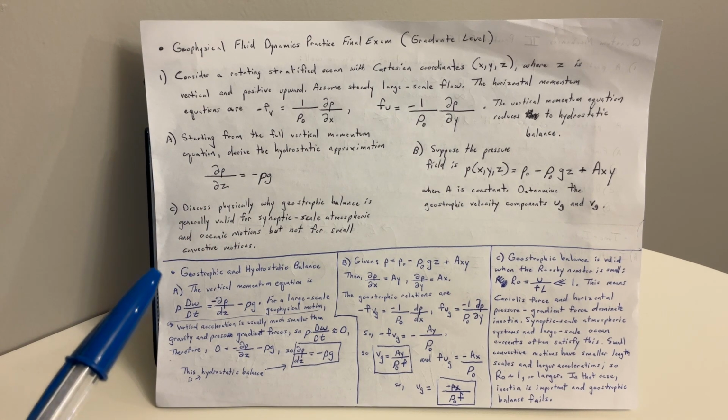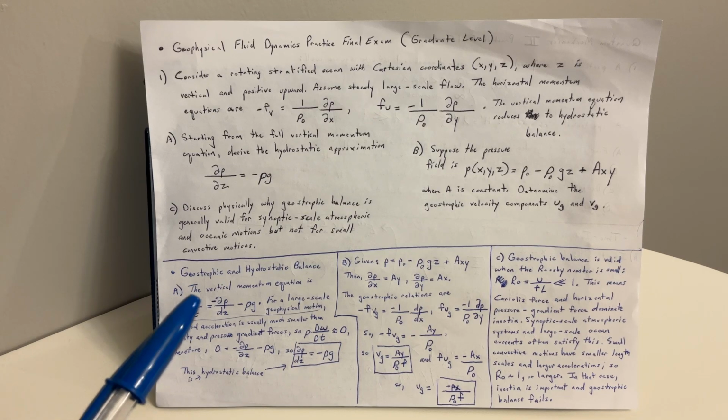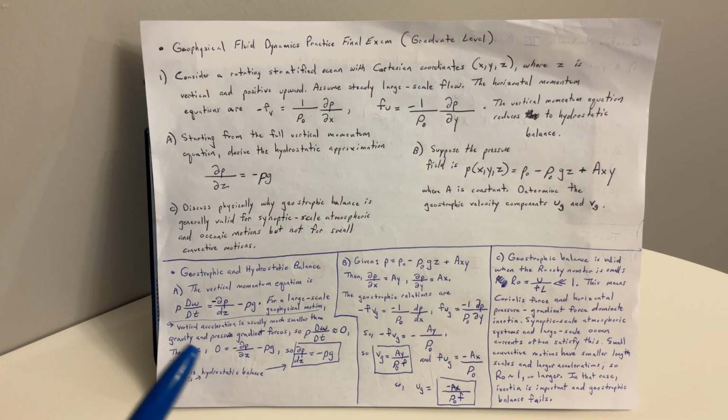So here we go for this geostrophic and hydrostatic balance. Vertical momentum equation is determined by this. Okay, for large scale geophysical motion, vertical acceleration is usually much smaller than gravity and the pressure gradient forces. So we wind up with rho dw dt is approximately 0. So therefore, right here, our 0 equals this equation. So we're going to wind up with the following partial derivative here, and this is our hydrostatic balance.